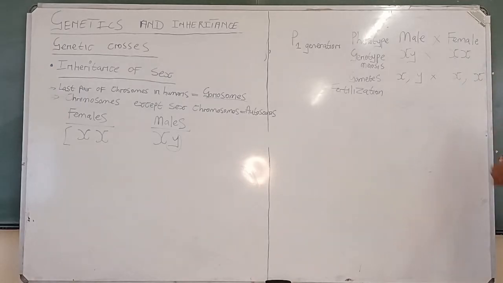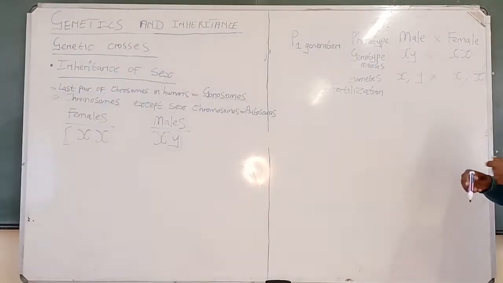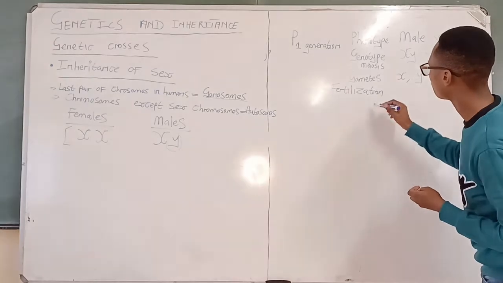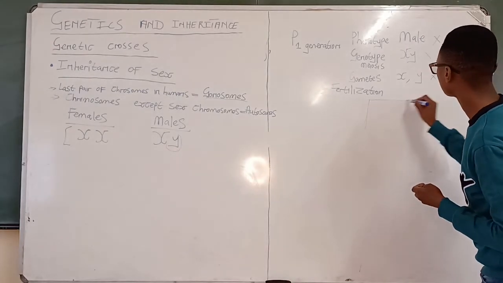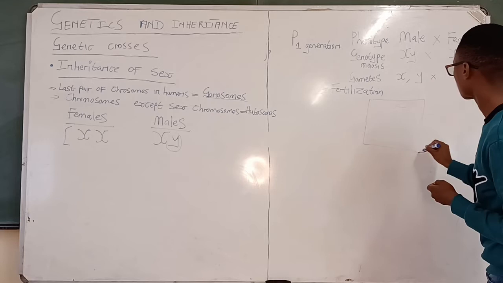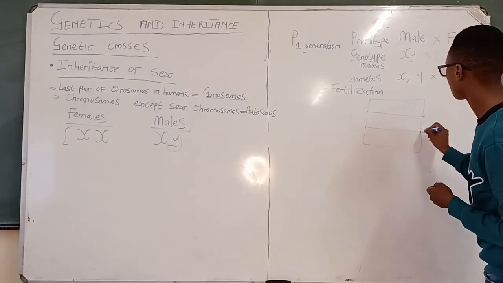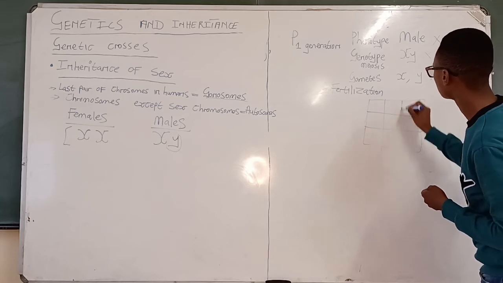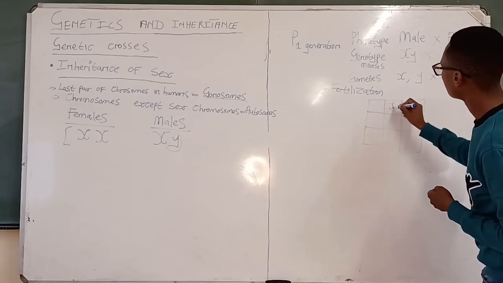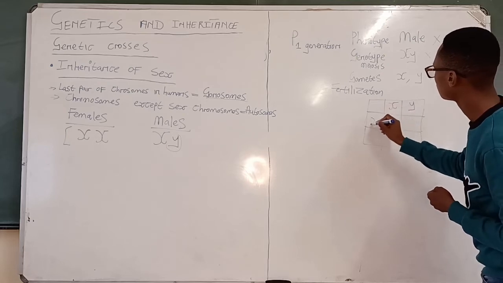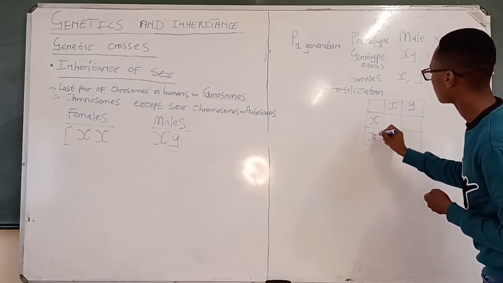When they enter the fallopian tube, they're going to find an ovum. The ovum can contain the X chromosome only. So when they get there, fertilization is going to occur. So fertilization, I'm going to present it using the Punnett square. So now we see fertilization occurring, and then male sperm cells and then the female ovum.